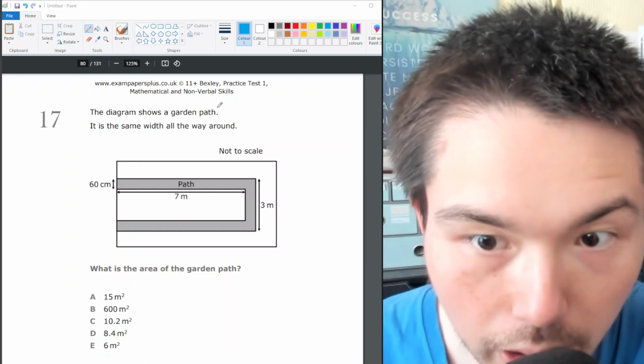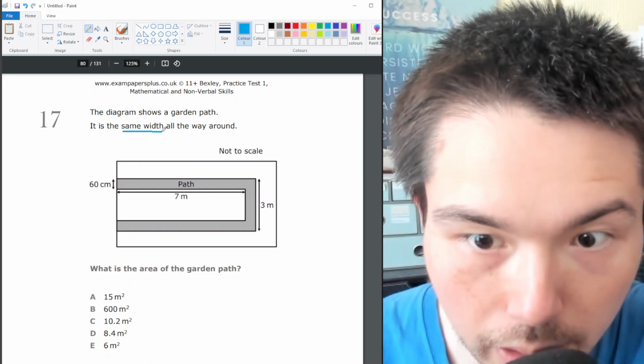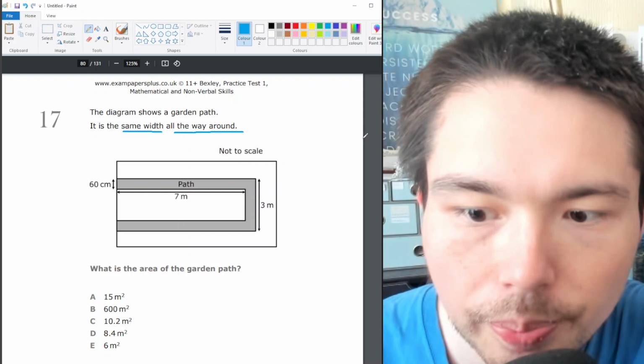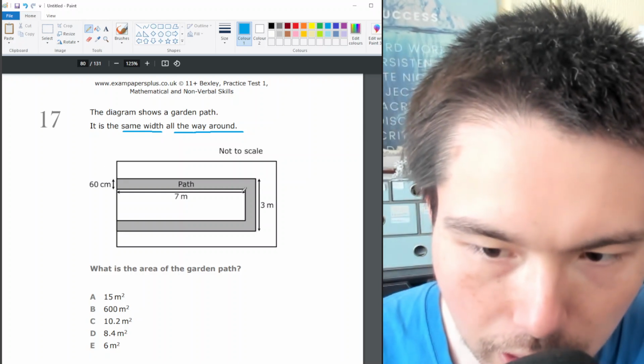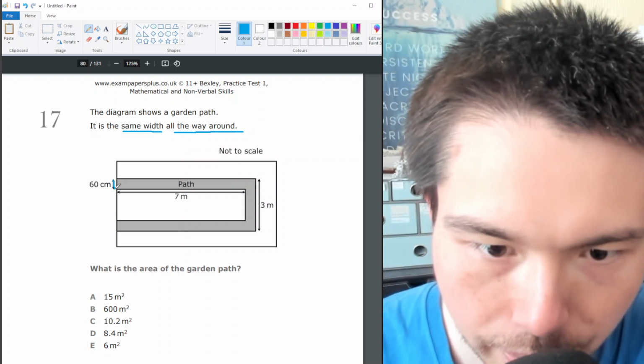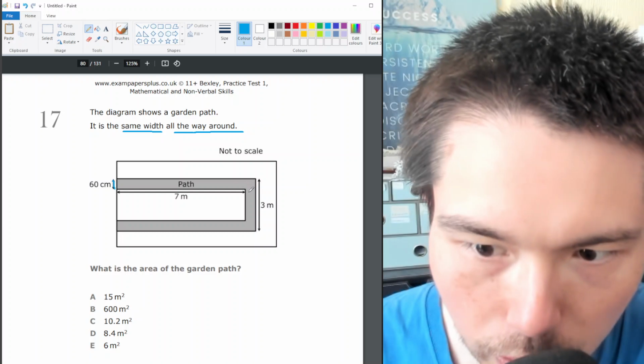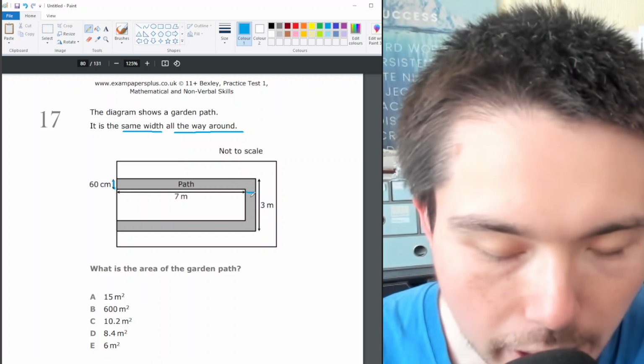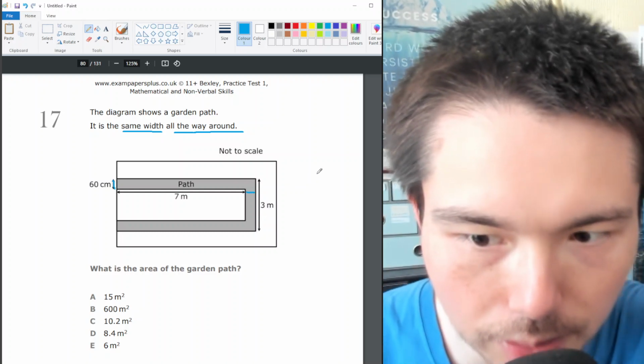Question 17. The diagram shows a garden path that is the same width all the way round. So what does that mean? You see 60 centimeters there. That means it's 60 centimeters there as well. That gap. Alright, that can be useful because we can draw it like this.